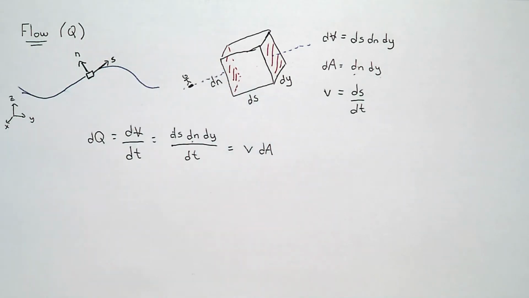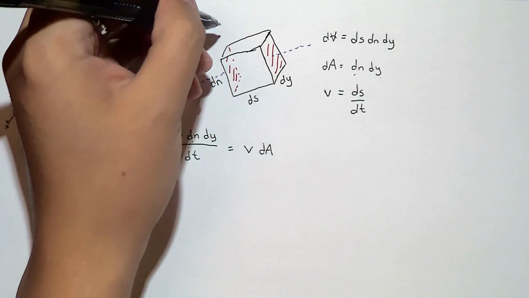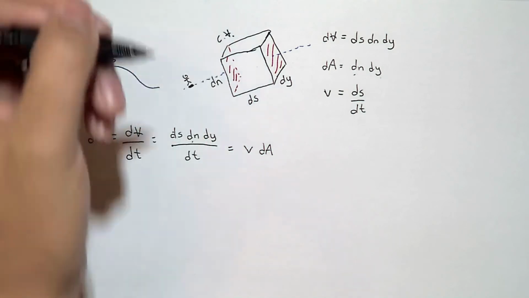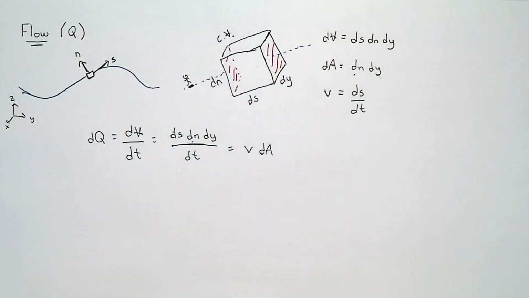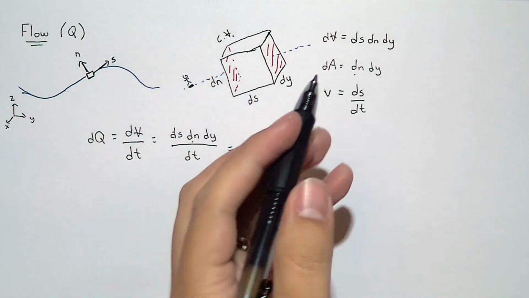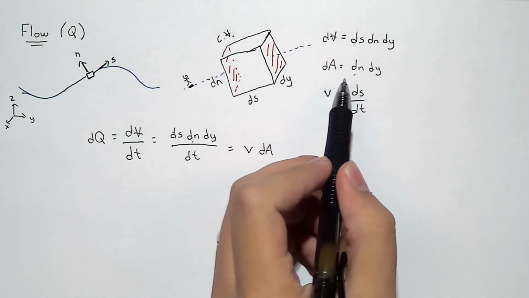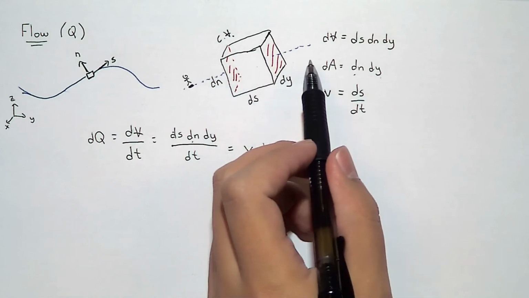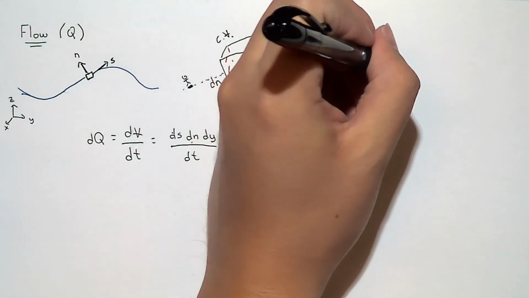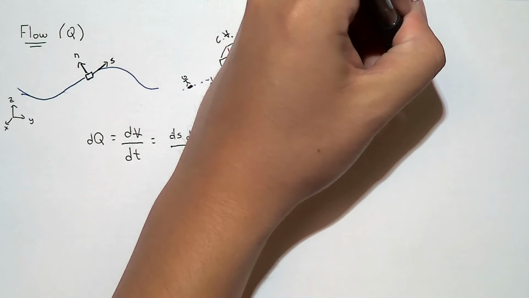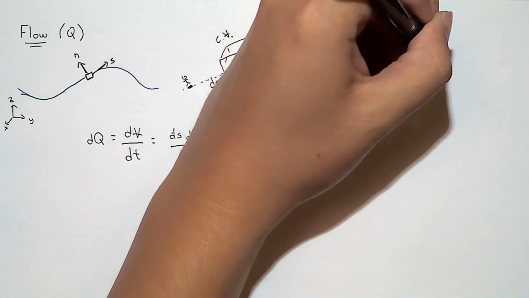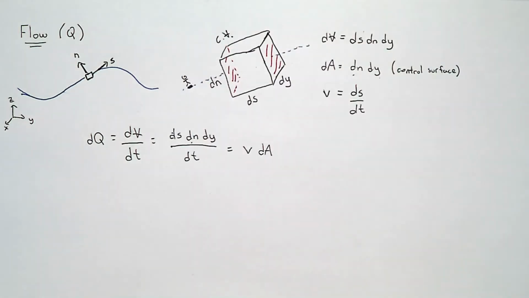Now I'm going to call this element that I'm studying a control volume. Okay, so control volume is simply a volume that I'm studying. And I'm going to call the area through which the fluid is traveling, the area where the fluid enters and or leaves, my control surface. So surface, you think of an area. Volume, you think of a volume.